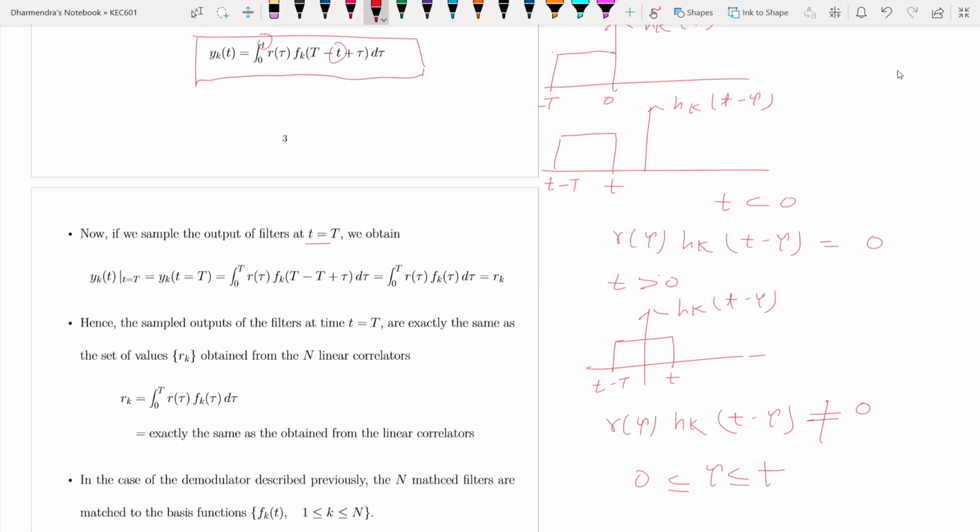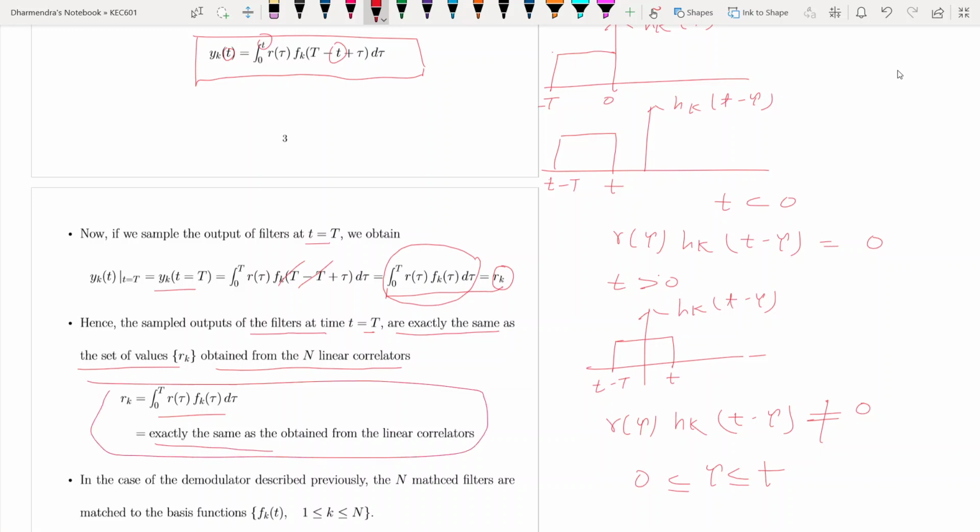Here I will substitute t equal to capital T. Okay, so I will get this. The t will cancel out, so I get this, which is equivalent to the rk that was output in the correlator type. Hence the sampled output of the filter at t equal to T is exactly the same as the value of rk obtained from N linear correlators. Exactly the same output.